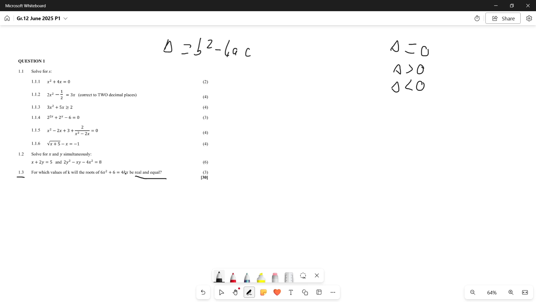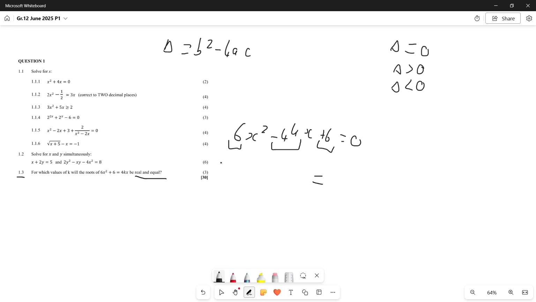So this guy isn't in standard form. So 6x squared plus 6 equals 4kx. So I'm going to take the 4kx over and set it up in our standard form. So here we have minus 4kx, and we have plus 6 equals 0. So here, this value is our a. This value, minus 4k, that's how we get k into this delta and solve for it. This minus 4k is our b value, and this positive 6 is our c value. So they're asking for real and equal. So we are going to make delta equal 0.